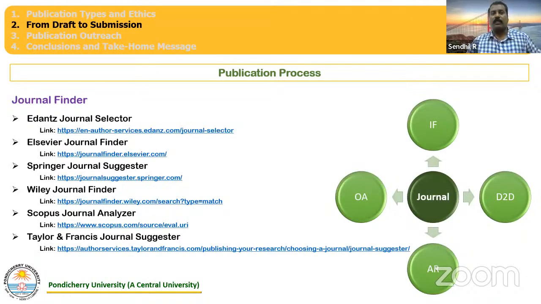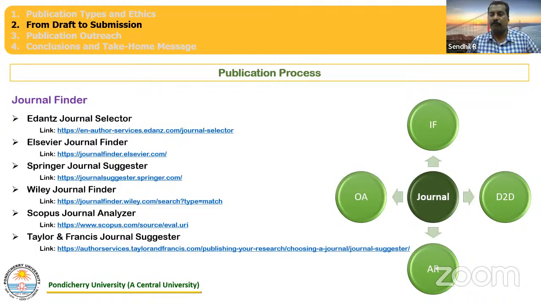Another important thing during the publication process is finding the right journal for your paper. Initially, the dilemma is whether we are publishing in a national journal or an international journal. Usually I suggest going for the field journals, that is, specific subject journals.